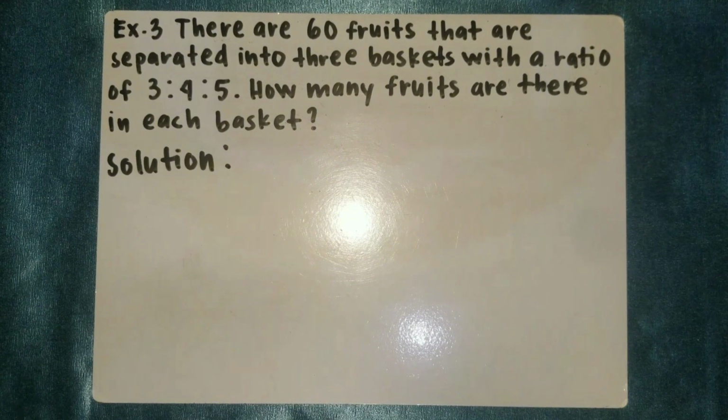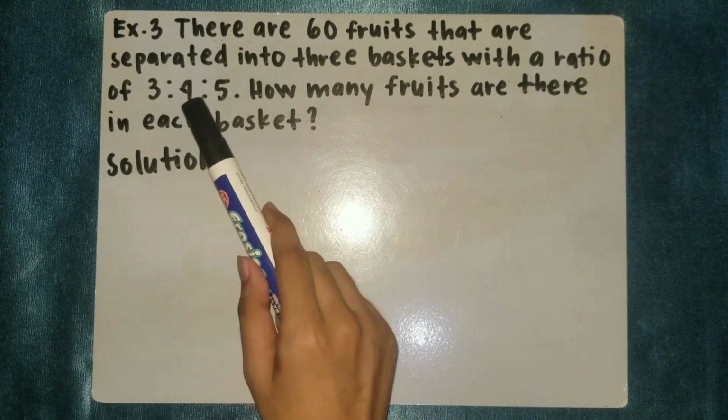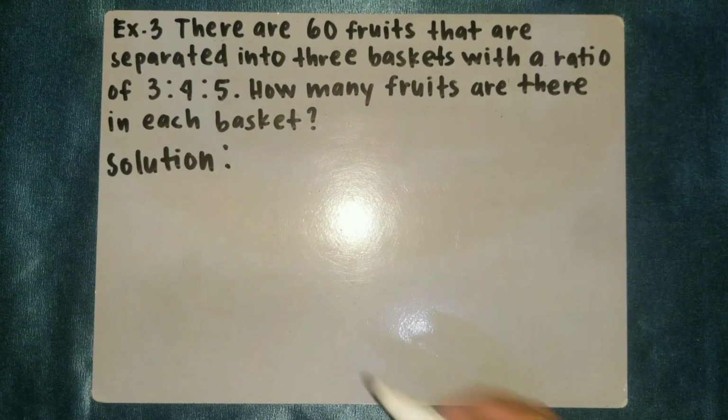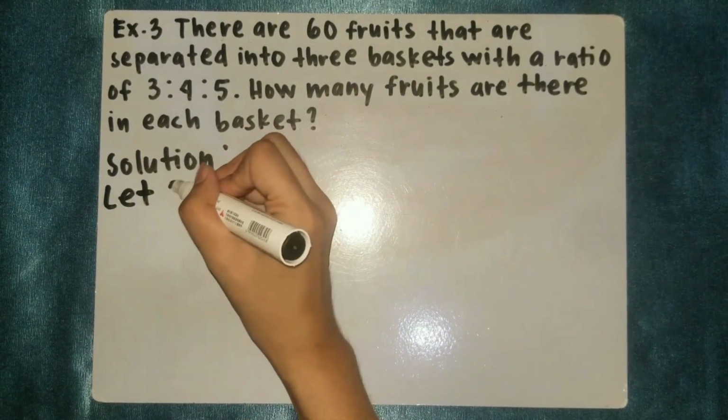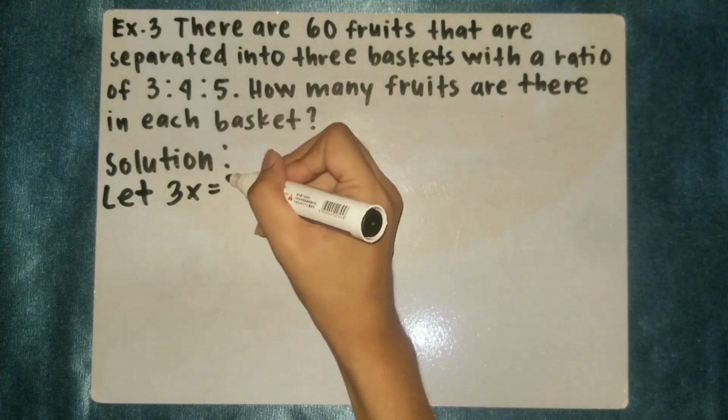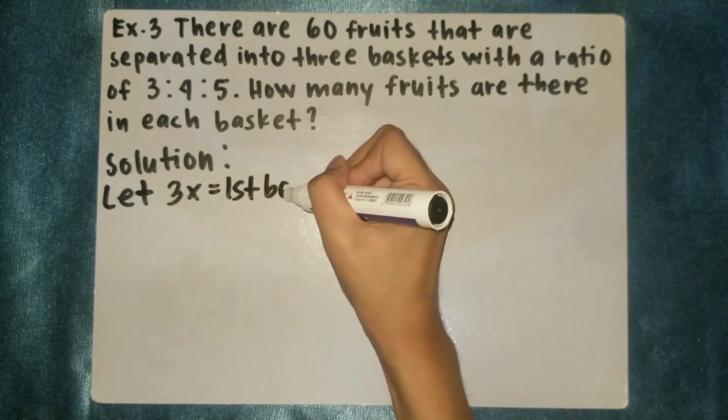Example number 3. There are 60 fruits that are separated into 3 baskets with a ratio of 3:4:5. How many fruits are there in each basket? Sa problem na ito, ang ating ratio ay 3:4:5. Then now, let this 3 equal for first basket.